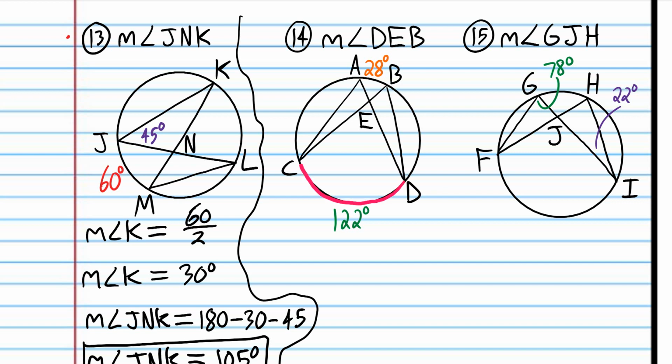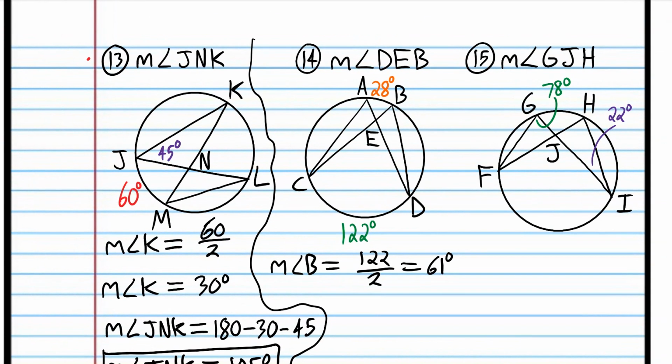This is the intercepted arc, or the corresponding arc of this angle, you see. So if I were to draw that out, you see this is the intercepted arc. So that means we can find angle B just by dividing 122 by 2. That's this angle here. So the measure of angle B is equal to 122 divided by 2. And I think that would be 61 degrees.